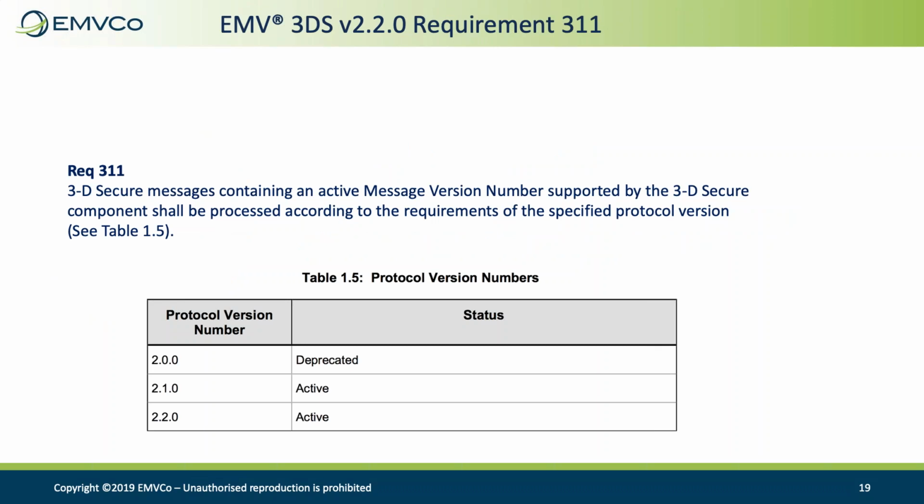We felt it important to call out Requirement 311. Requirement 311 discusses the message version number and what protocol versions can be processed. The 3D Secure messages containing an active message version number supported by the 3D Secure component shall be processed according to the requirements of the specified protocol version. So this table 1.5 points out the protocol version numbers that are active or deprecated.